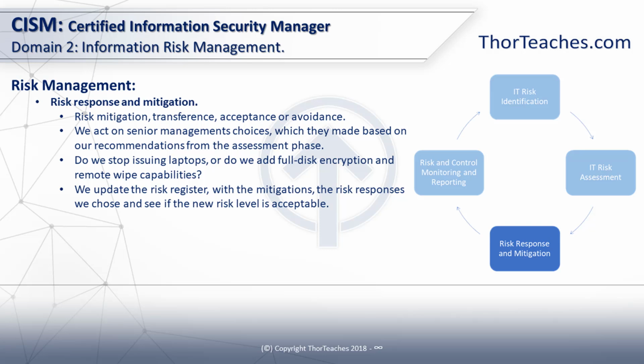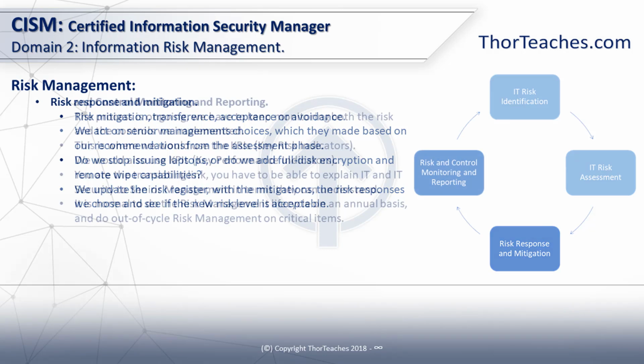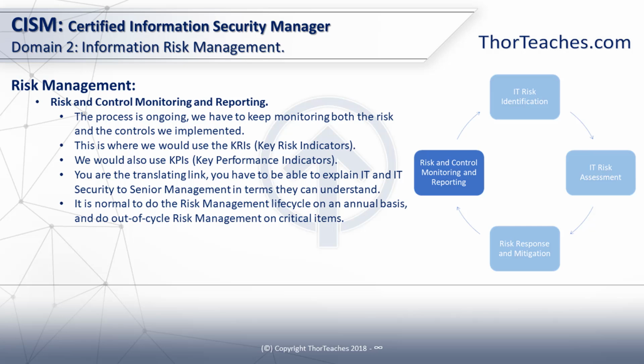And we have risk identification and risk assessment is our due diligence. This is where we do all the research. Risk response and risk mitigation is our due care. Now we act on all the information that we've gathered in the first two phases and we implement whatever countermeasures that senior management has chosen. Which then brings us to the fourth step, risk and control, monitoring and reporting.